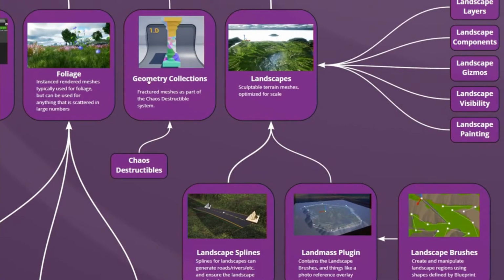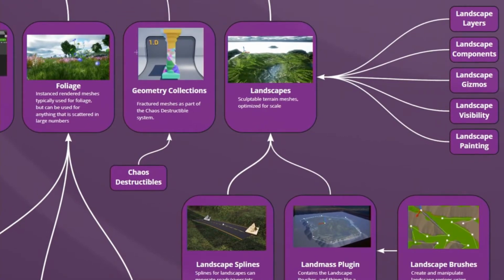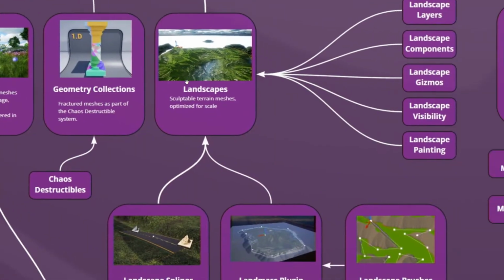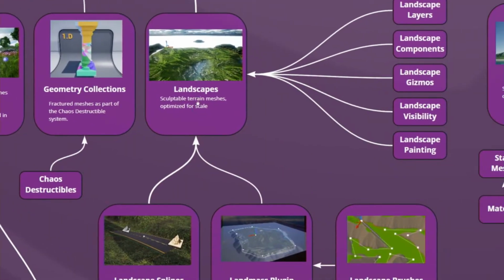Then we've got, again, I don't have an example of this particular one, but this is also new in the engine at this point: the geometry collections and, connected to that, chaos destructible. So chaos is a new physics system. It's our own physics system that we're moving into the engine. And it also has support for destructibles. So a geometry collection is the ability to fracture, essentially, the meshes and store that. But then let's move back to landscapes, because we are pretty much there anyway with the foliage.